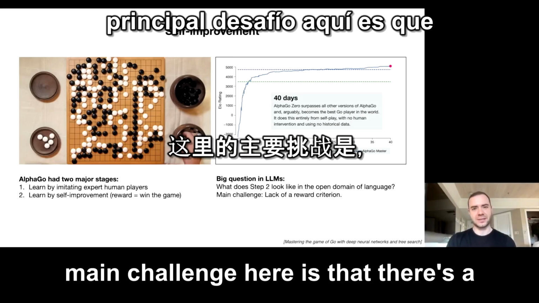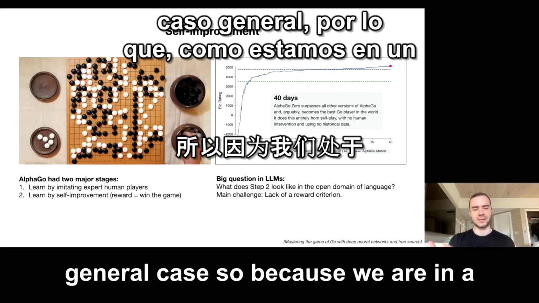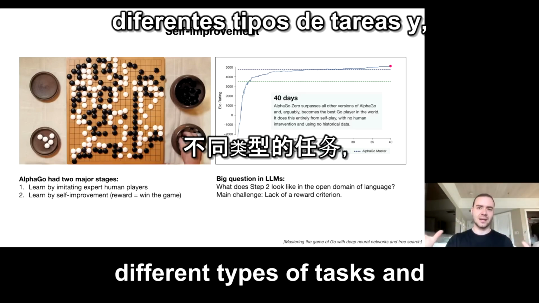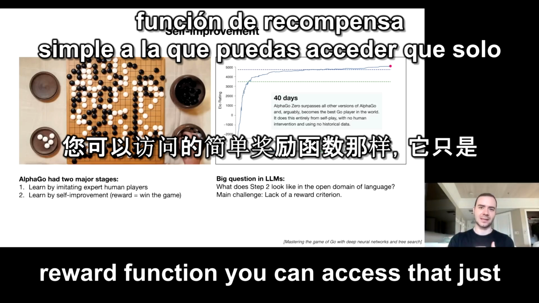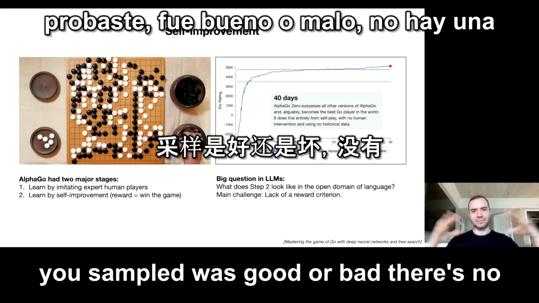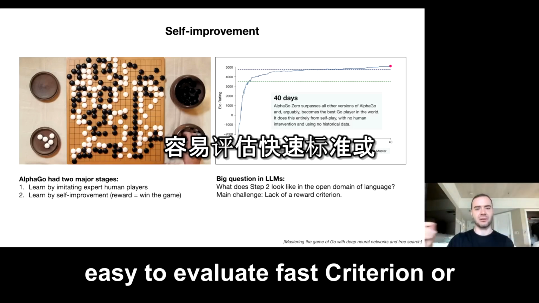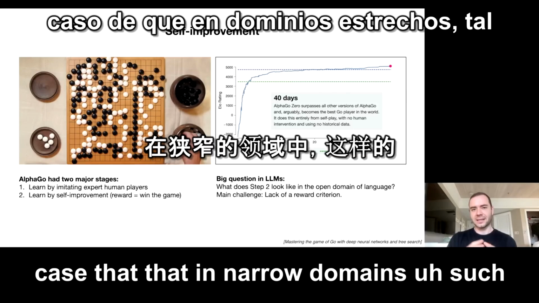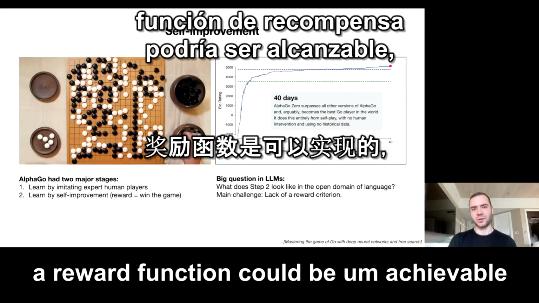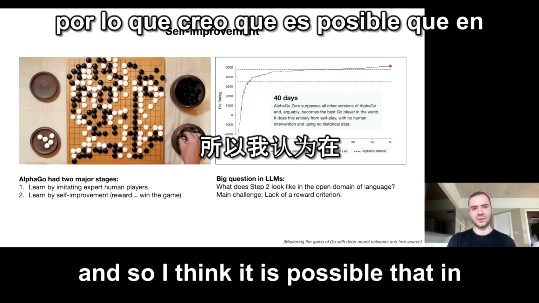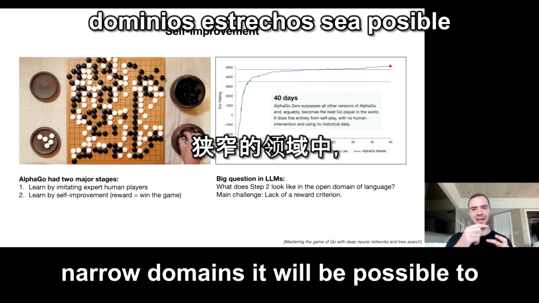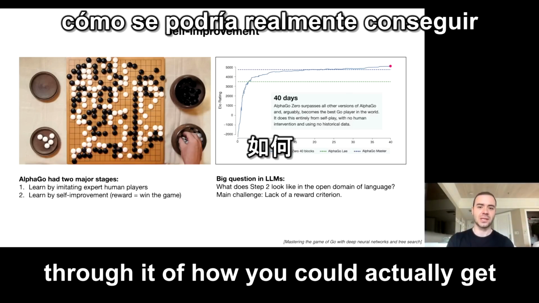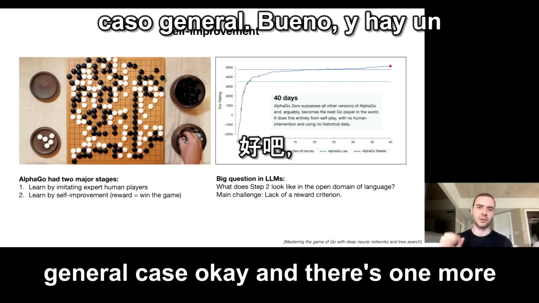And the main challenge here is that there's a lack of a reward criterion in the general case. Because we are in a space of language, everything is a lot more open, and there's all these different types of tasks. Fundamentally, there's no simple reward function you can access that just tells you if whatever you sampled was good or bad. There's no easy to evaluate, fast criterion or reward function. But in narrow domains, such a reward function could be achievable. So I think it is possible that in narrow domains, it will be possible to self-improve language models, but it's an open question in the field, and a lot of people are thinking through how you could get some kind of self-improvement in the general case.